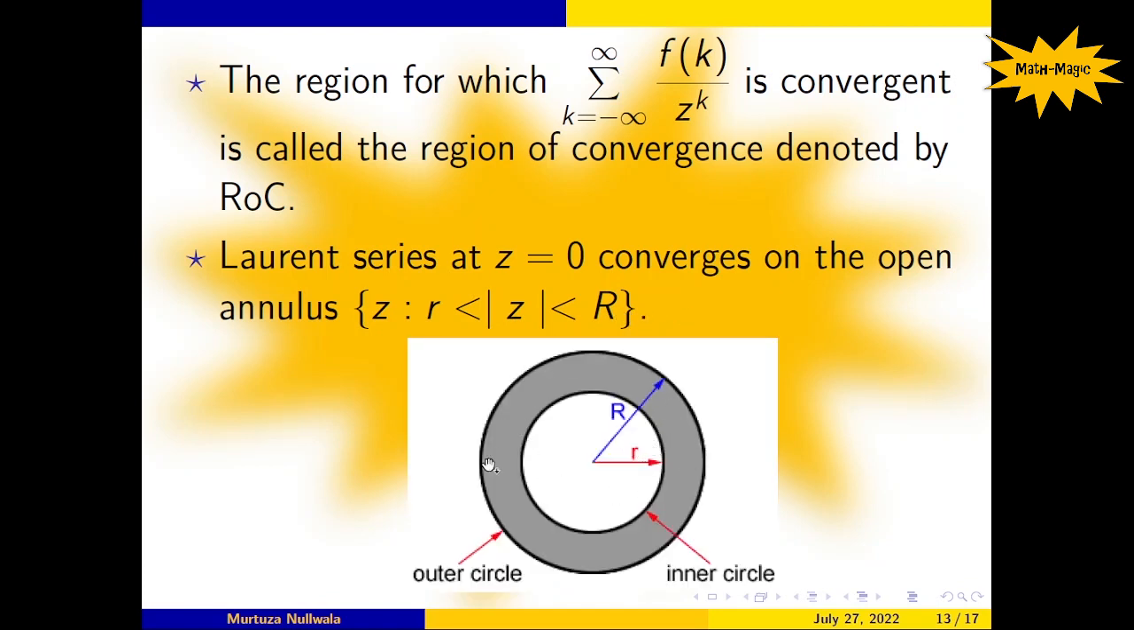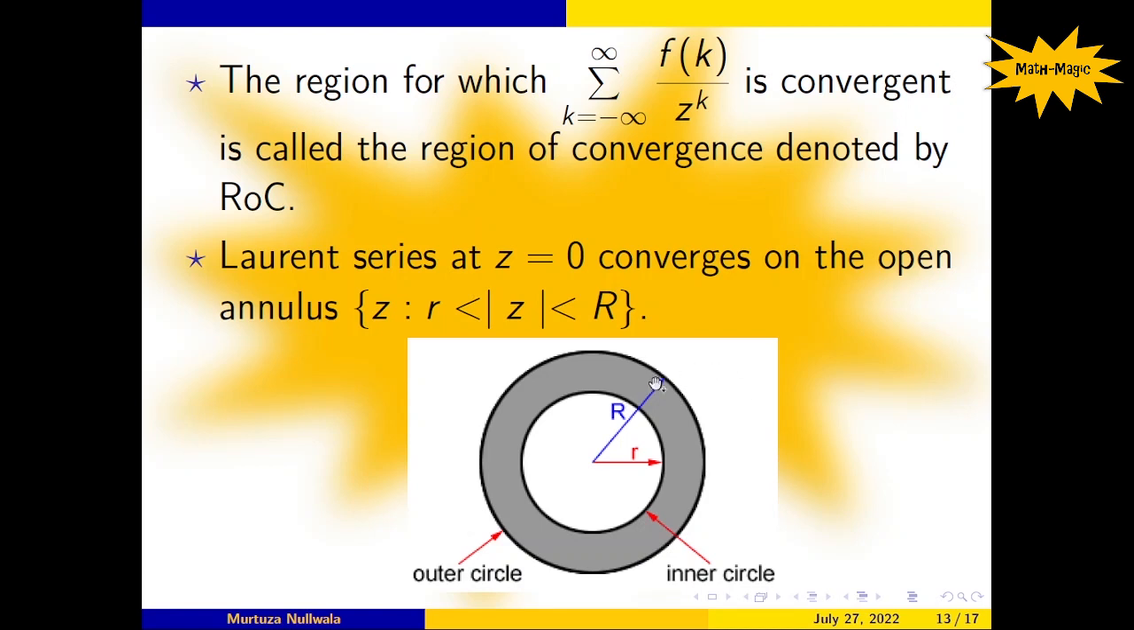So imagine that this is our complex plane. Here we have an origin 0, and mod of z is greater than small r, so it's outside this, and it is less than capital R, so it's inside this. So this highlighted or shaded region is the region of convergence. So if you have a Laurent series expansion, its region of convergence is always going to be of annulus form, which is nothing but a region between two concentric circles.